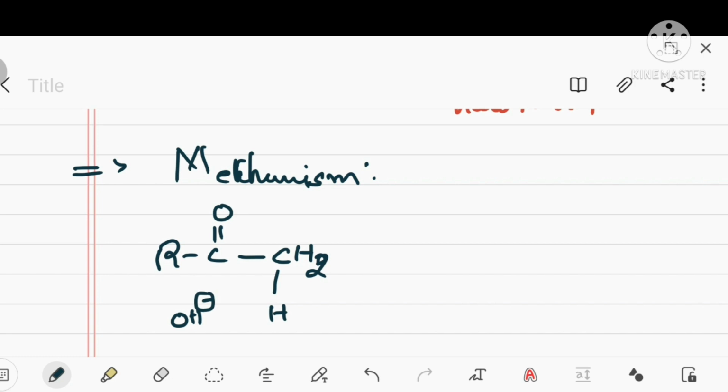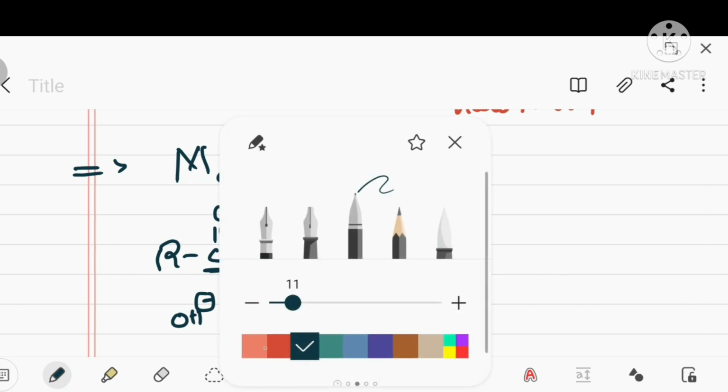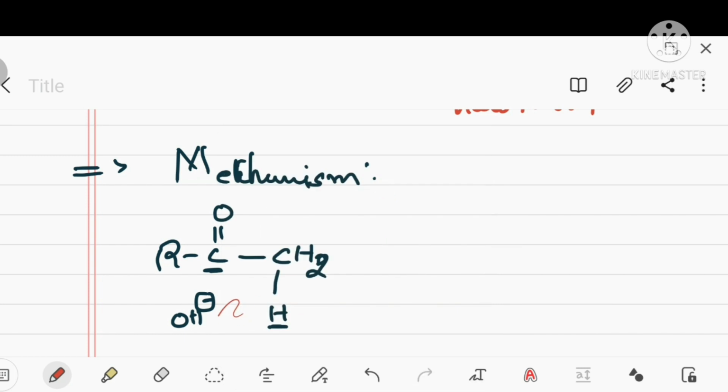At that time what will happen, you have two kinds of questions. First is, sir, whether the OH minus will attack on this carbon or it is attached with this hydrogen. To remove that confusion, OH minus donates the electron and attaches with the hydrogen, H plus. It will attach with this hydrogen.